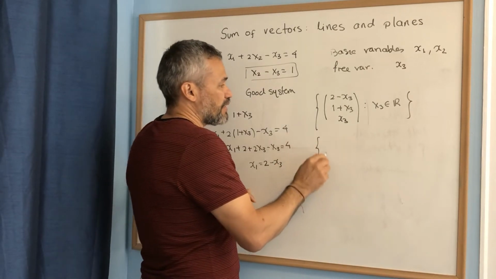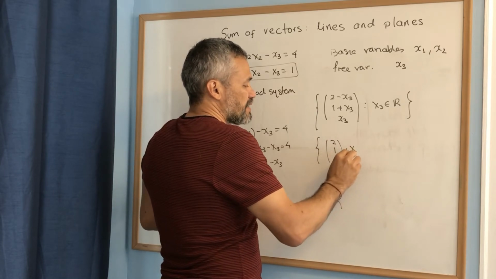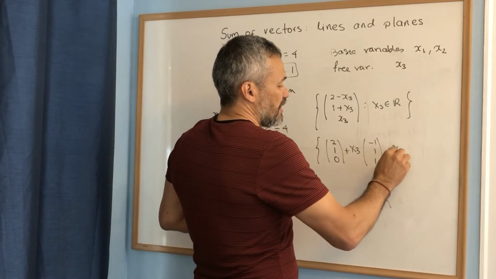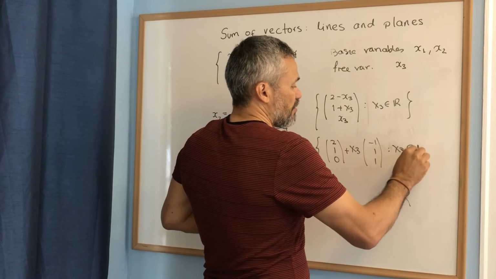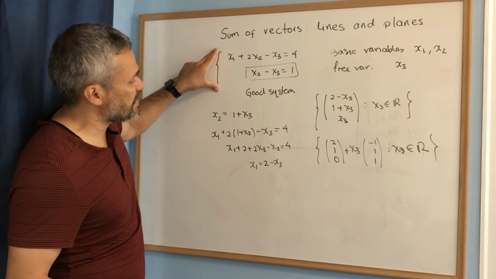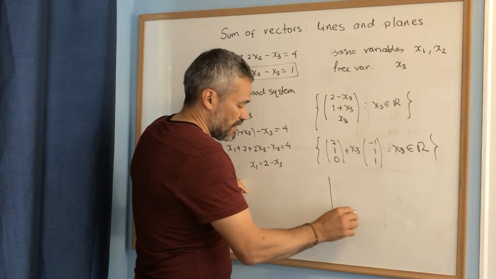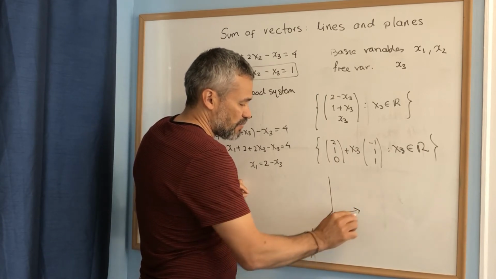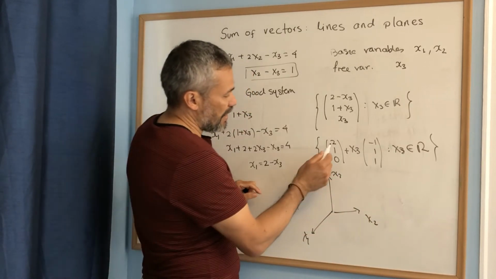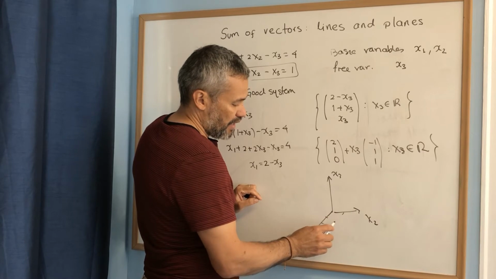We notice that this can be written as the vector 2, 1, 0 plus x3 times negative 1, 1, 1, such that x3 is a real number. Then if you want to visualize the solution set of this system, this is the solution set, and it looks like this. This is x1, x2, x3. You have the line that goes through the point 2, 1, 0, 2 for x1, 1 for x2, and 0 for x3.